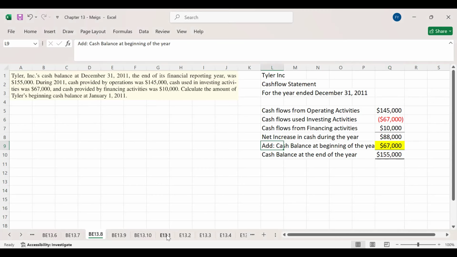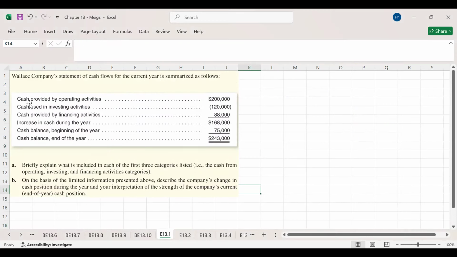One more activity or exercise is 13.1. You can say the company's statement of cash flows for the current year is summarized as follows. Cash provided by operating activities, $200,000. Cash used in investing activities, which is minus $120,000, as it is used in the investing activities. So that's why it is minus. And then cash provided by financing activities, which is $88,000. So when we add all these three, we get cash increase during the year, and then we add beginning balance to get the closing balance.